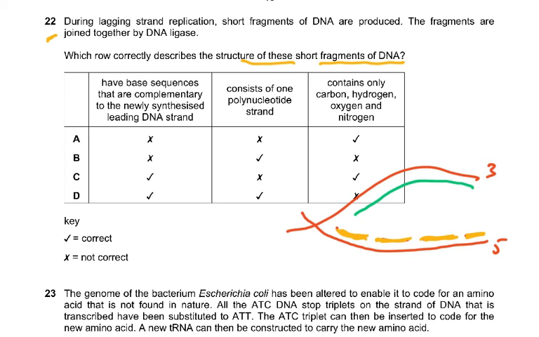Consists of one polynucleotide strand. Contains only carbon, hydrogen, oxygen, and nitrogen. Why? What about the phosphate? There's nucleotides, deoxyribose, an organic nitrogenous base, and a phosphate, PO4. So the answer is D.